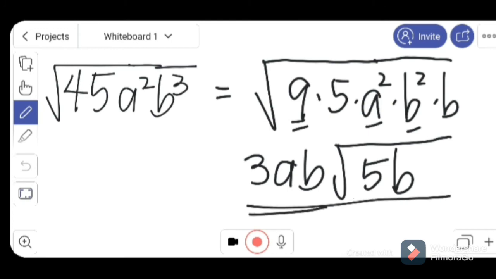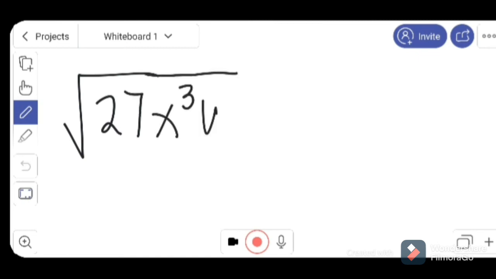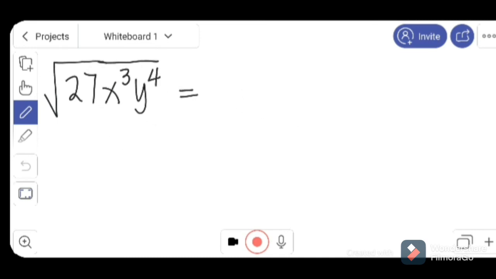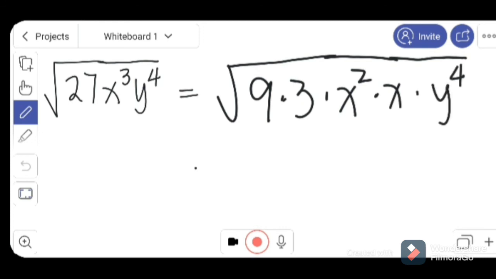Again, simply factor the variables with the exponents. The square root of 27 x cubed y to the 4th. Okay, first, we factor 27. So that would be 9 times 3. And then x cubed is x squared and x. And y to the 4th is as is because it is divisible by 2.